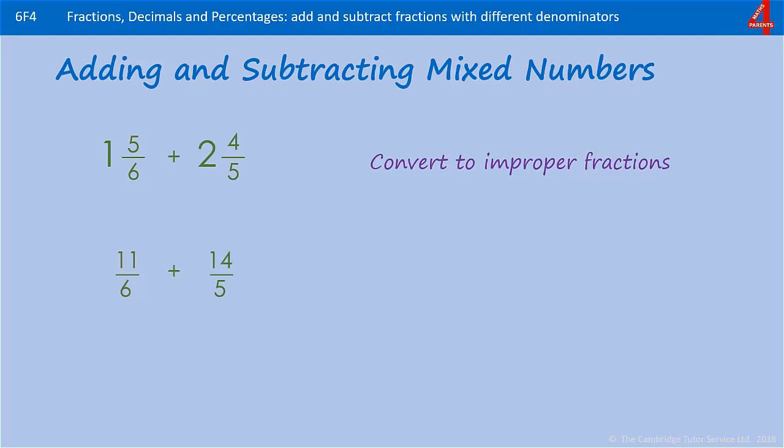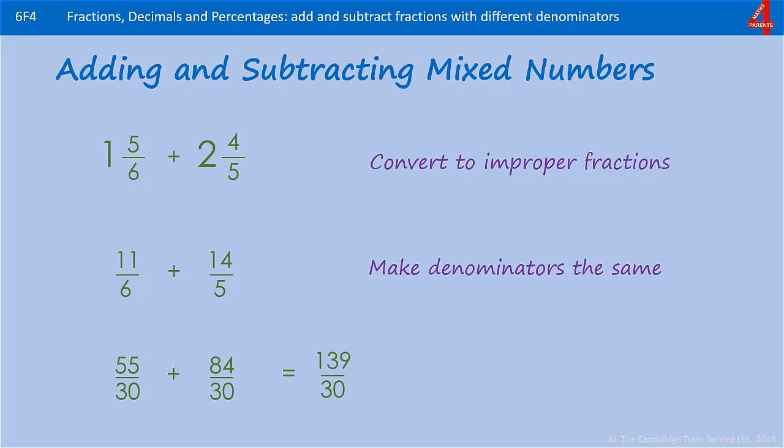We need to make the denominators the same. 6 and 5, we could make those both 30. To get from 6 to 30, we multiplied by 5. 11 multiplied by 5 is 55. To get from 5 to 30, we multiplied by 6. 14 multiplied by 6 is 84. How many 30ths do we have? 55 add 84, that's 139.